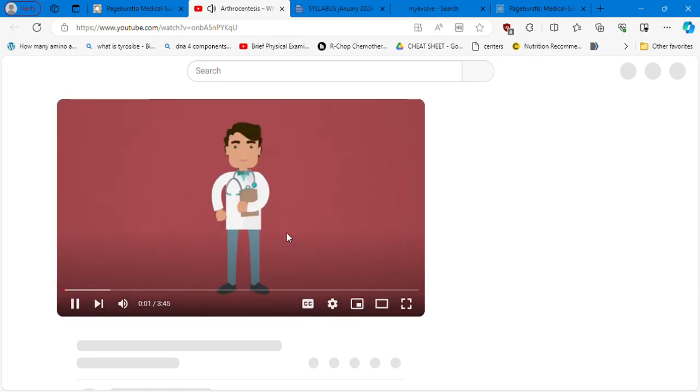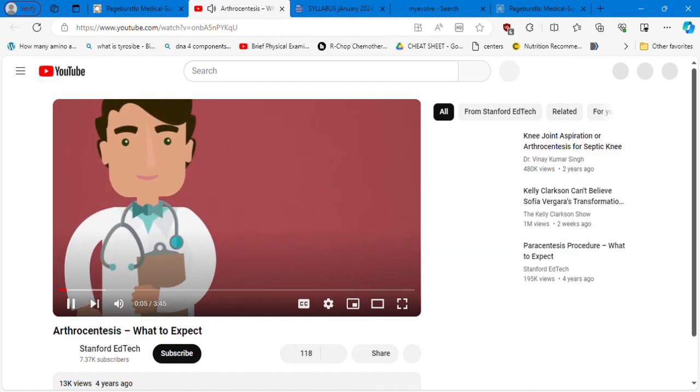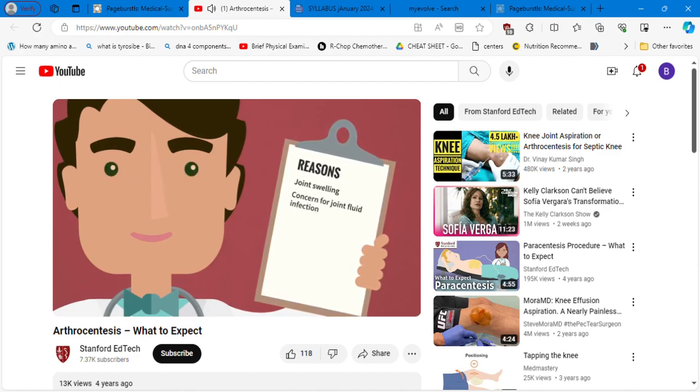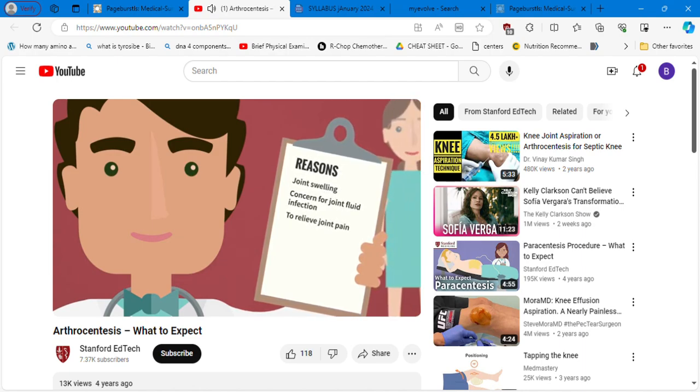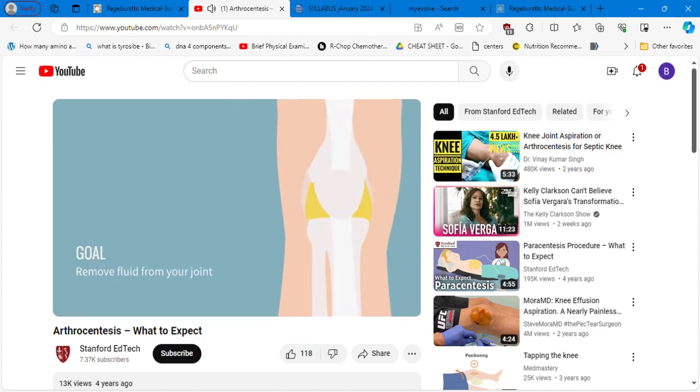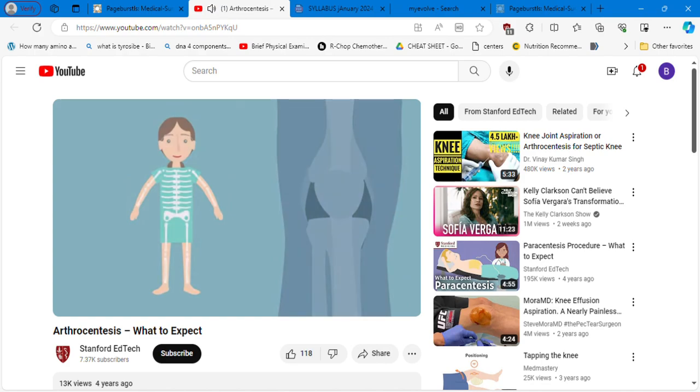As part of your medical treatment today, your doctor has recommended that you undergo a procedure called an arthrocentesis. There are many reasons to perform this procedure, including significant joint swelling, concern for joint fluid infection, or to relieve pain. You may ask your doctor for the specific reason you require an arthrocentesis if you are uncertain. The goal of this procedure is to remove fluid from your joint. A joint is the area where two bones meet, such as your knee, shoulder, wrist, hip, or ankle.